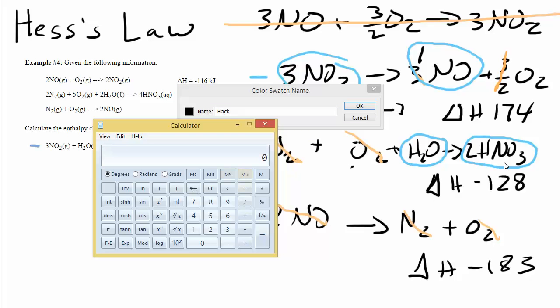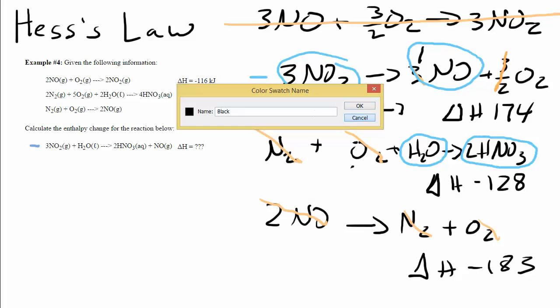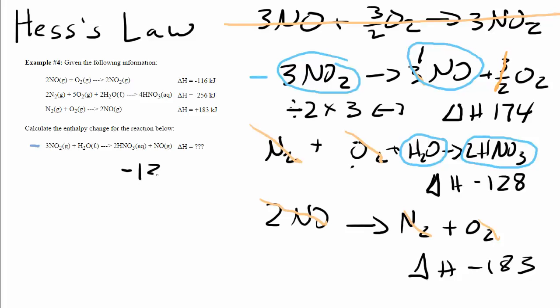So, okay. So, what do I have? I've got 174 plus negative 128. So, oops, crap. So, 128. Make that negative. Plus negative 183. And what do I get? I get negative 137 for this one. So, the delta H for this original reaction is negative 137. Yes, I know that's black. Negative 137. That's kilojoules per mole.